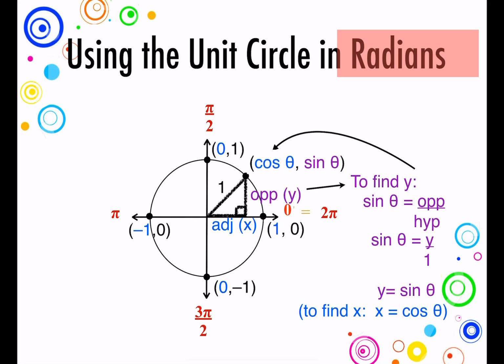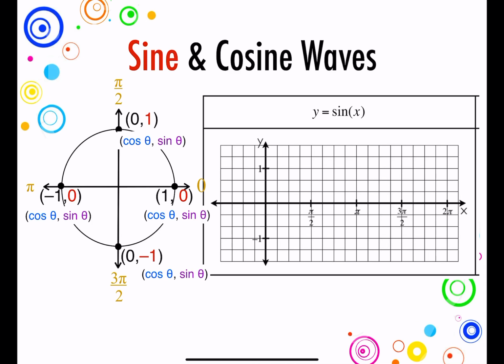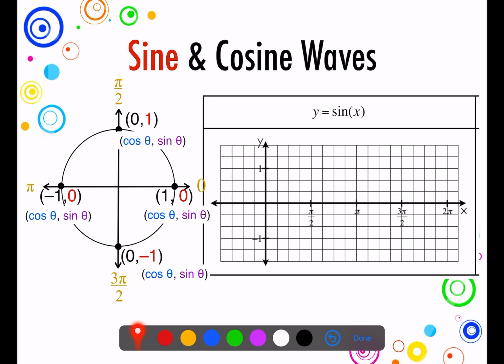So remember, our x value is always cosine, our y value is always sine. All right, so what I've done here now is taken my unit circle. You'll notice I have here my points, 1 and 0, 0 and 1, negative 1 and 0. I have my radians here, 0, pi over 2, pi, 3 pi over 2. And then I have, just as a reminder, cosine is always my x value, sine is always my y value. And I have that underneath each of the points in my circle.